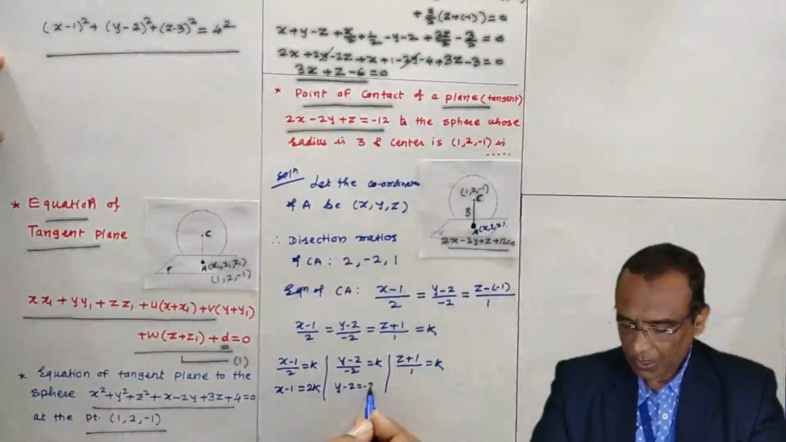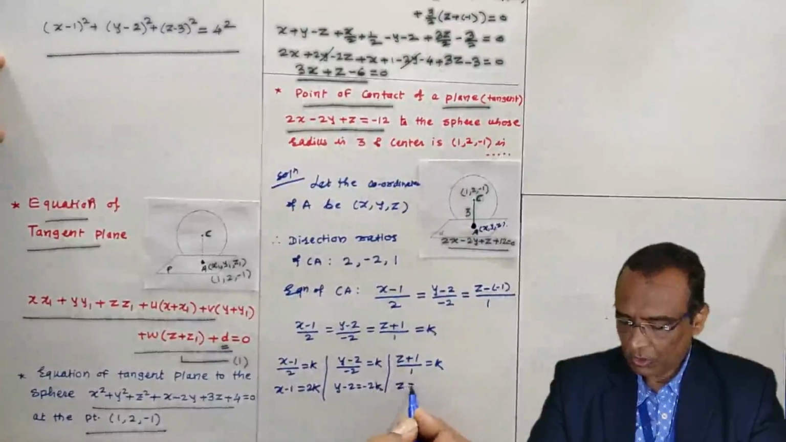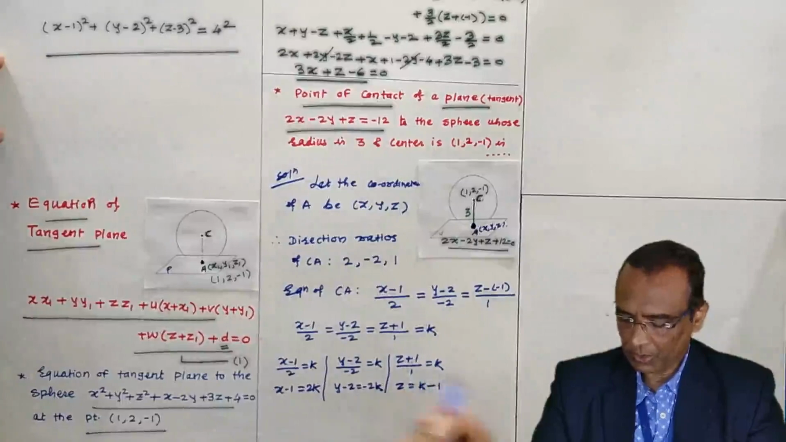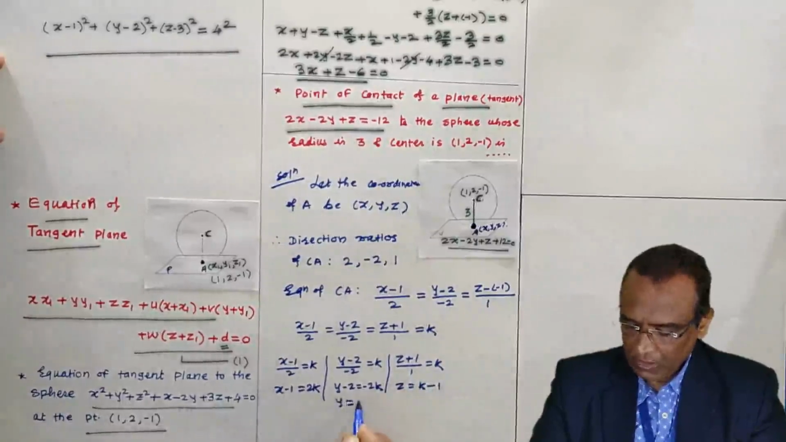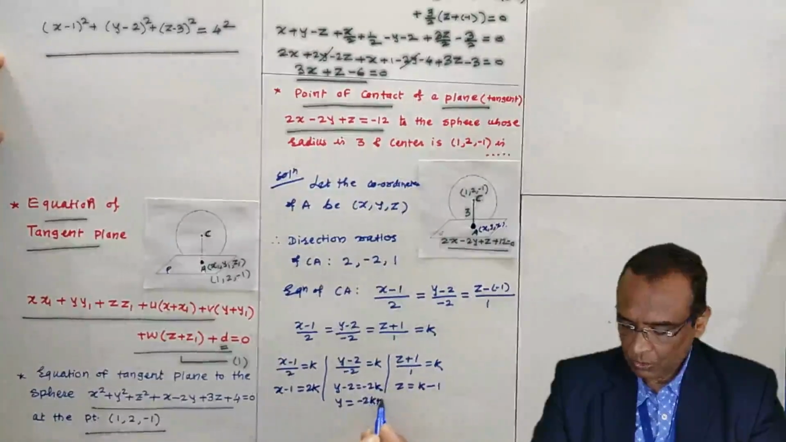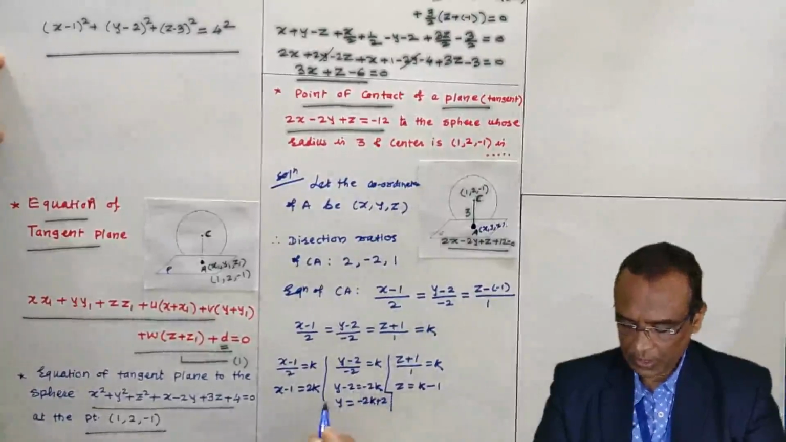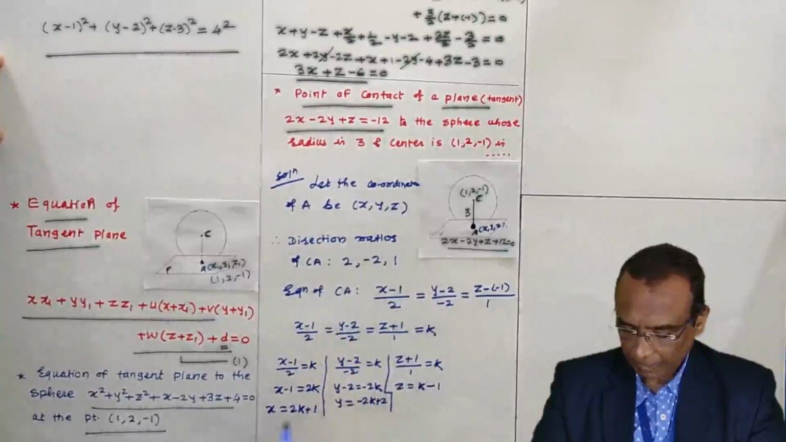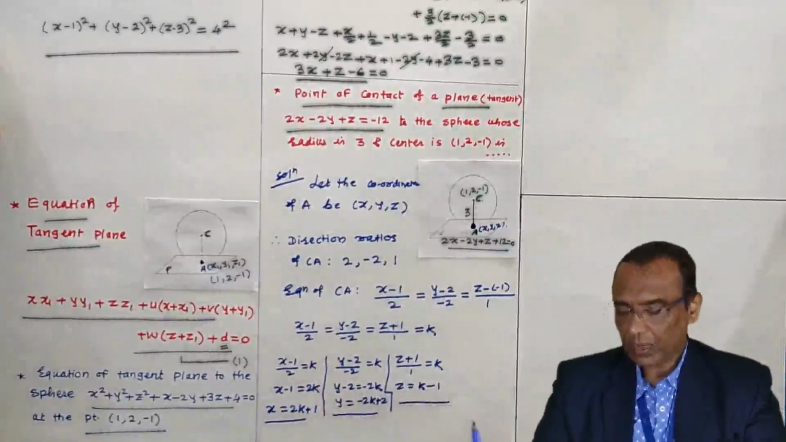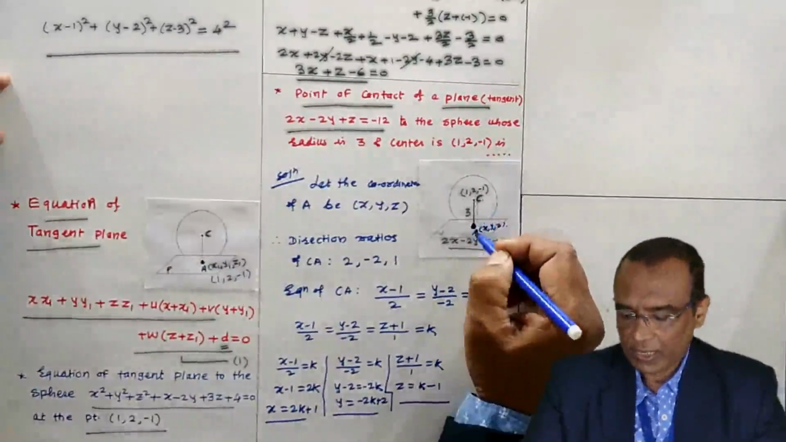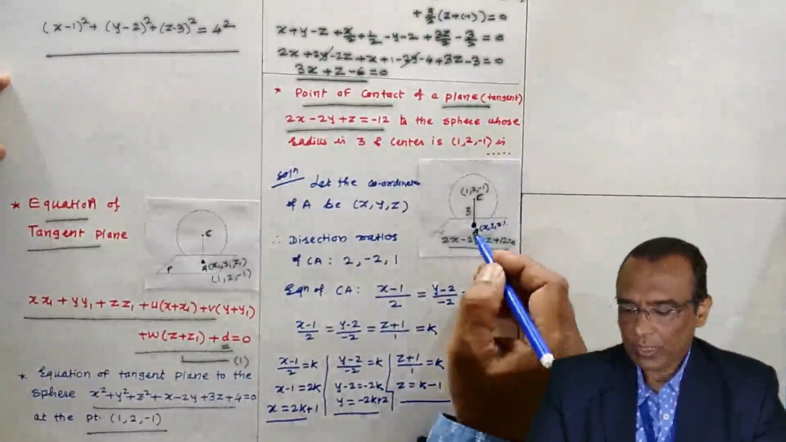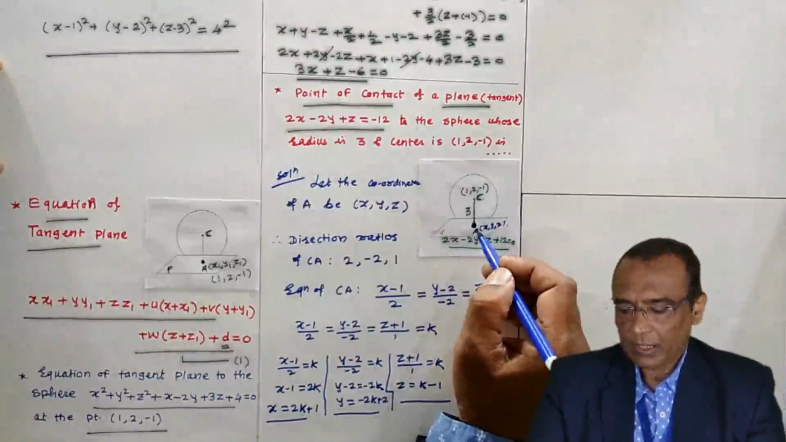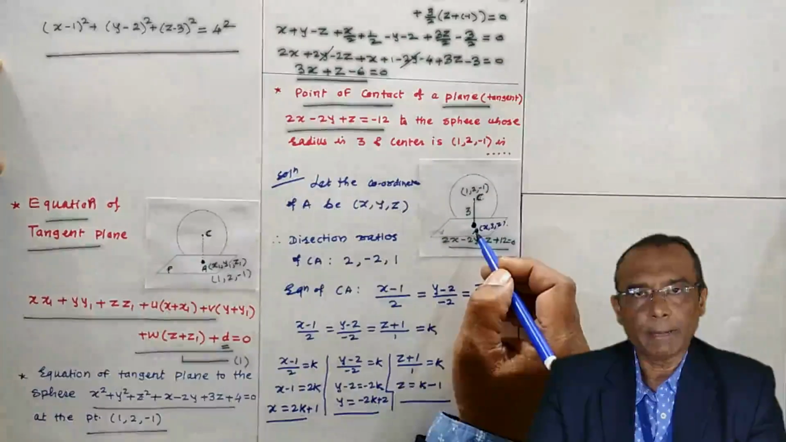Cross multiplying, x is 2k plus 1. Here also cross multiplication. Z, the 1 I am shifting to the right hand side. Y is equal to minus 2k plus 2, this 2 I have shifted to the right hand side. The values of x, y, z we have obtained. x, y, z are the coordinates of any point on the line. But we are interested in the coordinates of A.